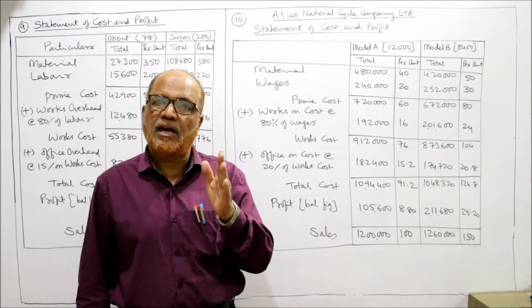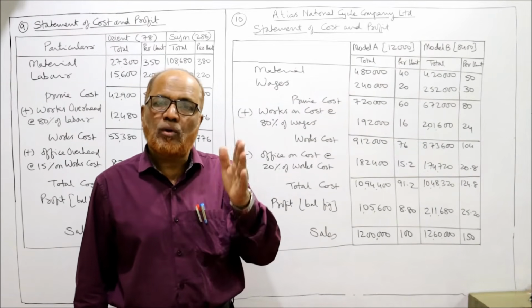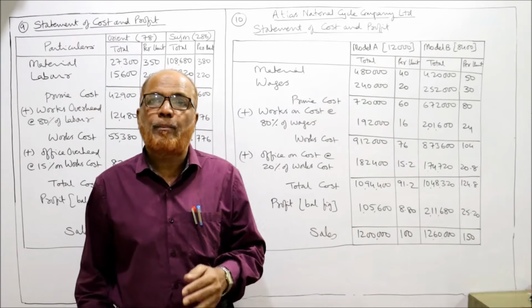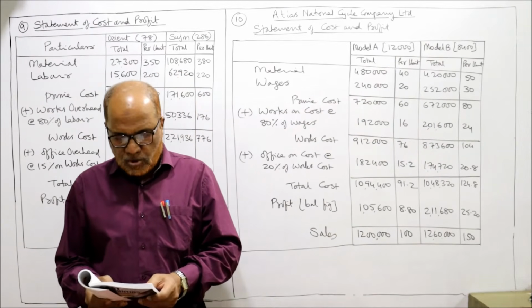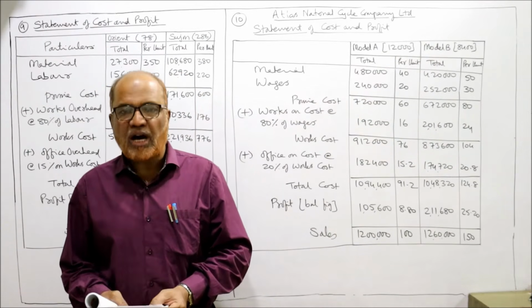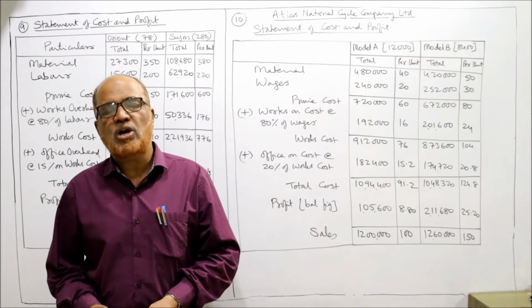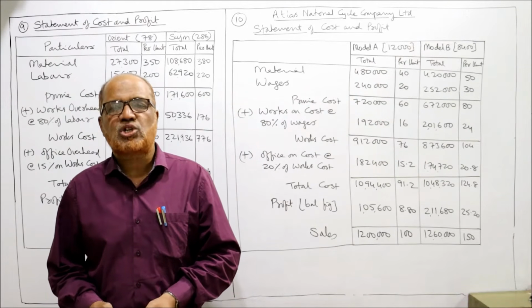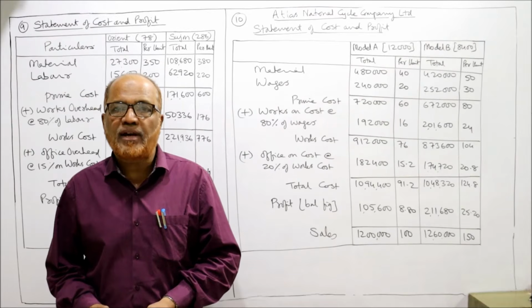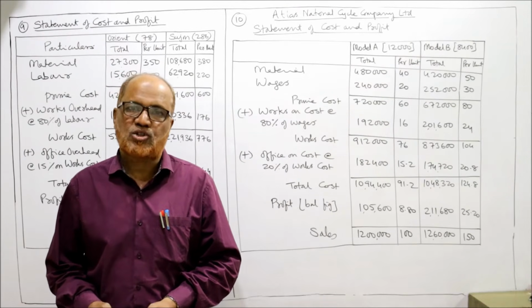Per cycle means again we have to open two columns. One column total, another column per unit. So here wages and materials are charged at cost. Always हमेशा material और labor cost के ऊपर charge करेंगे, लेकिन overheads को percentages पर charge करेंगे.